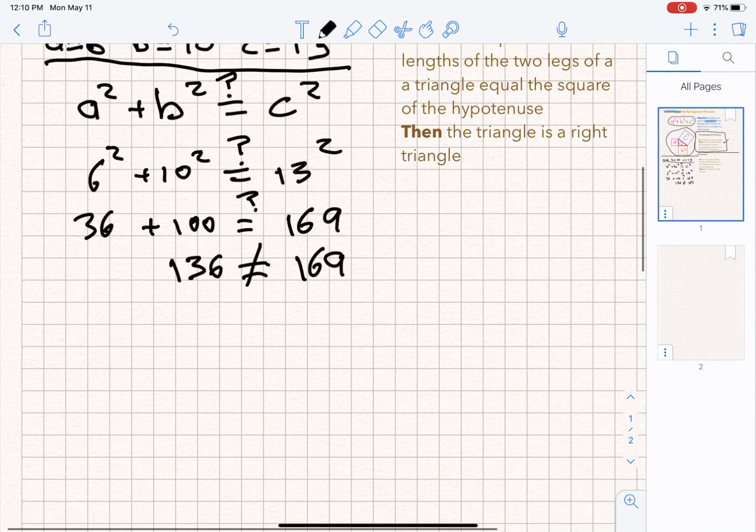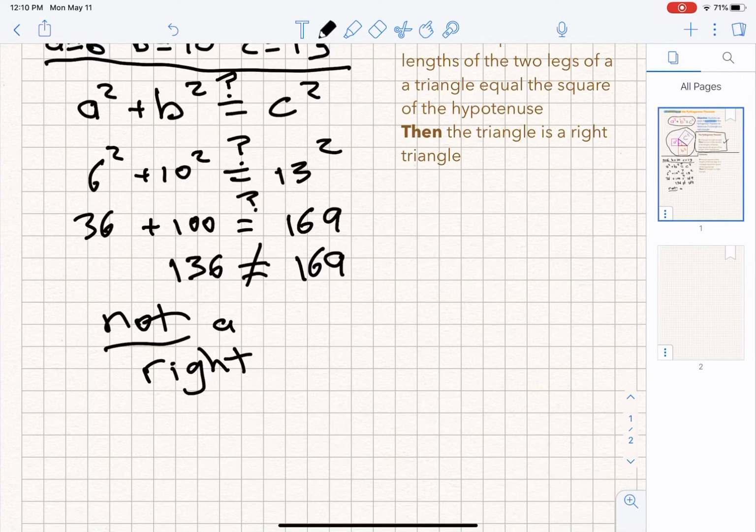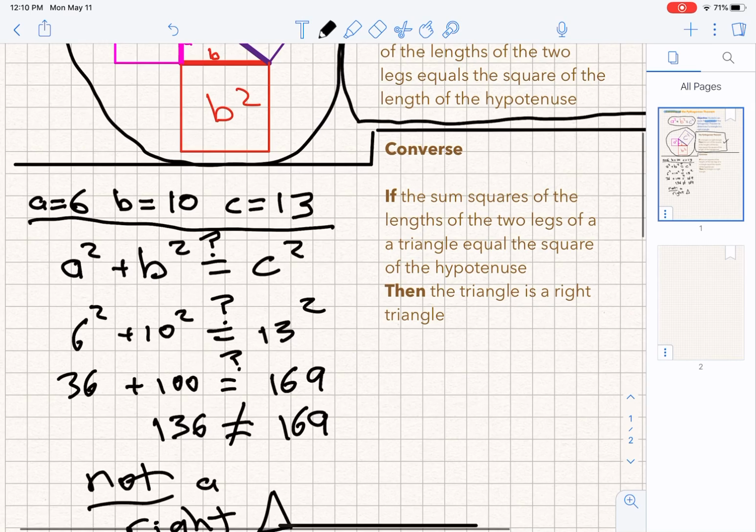And so by the converse of the Pythagorean theorem, this is not a right triangle, or these side lengths that I gave you do not form a right triangle. Here, I'll represent the triangle that way. Not like a traffic cone, not like that. Okay, not a right triangle.